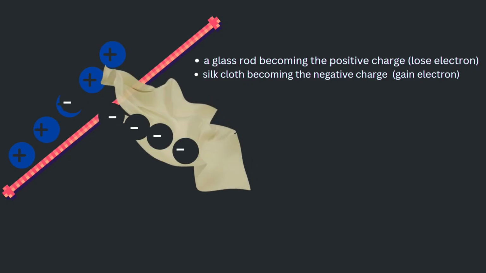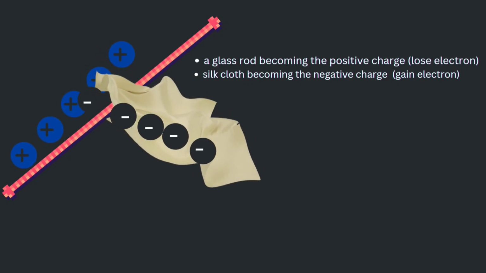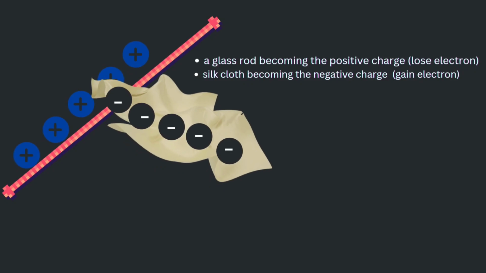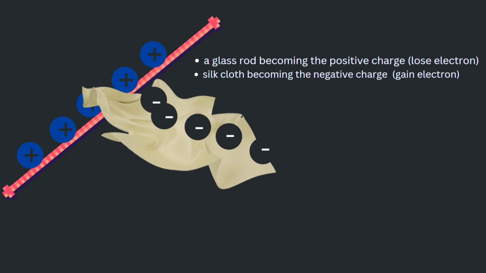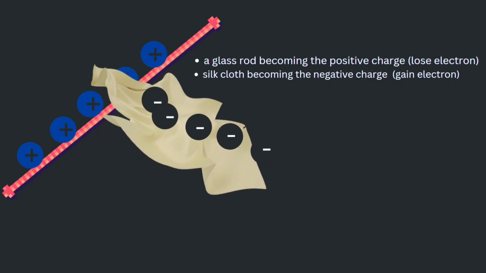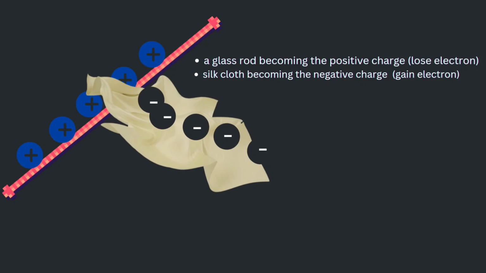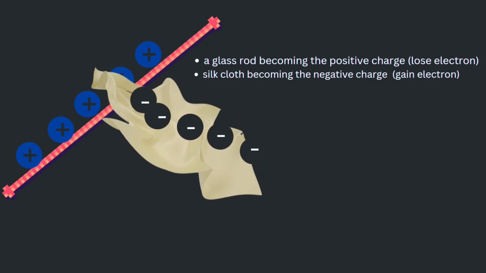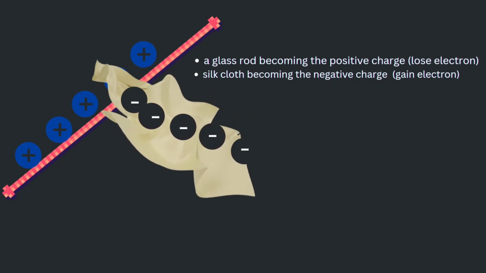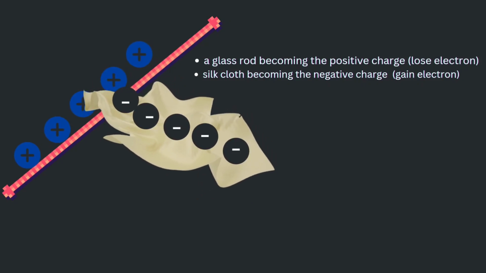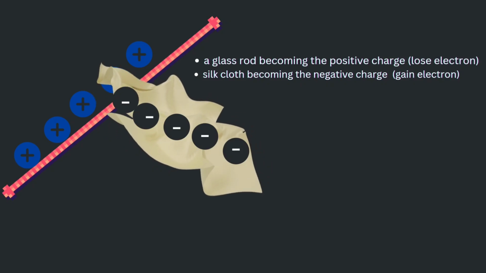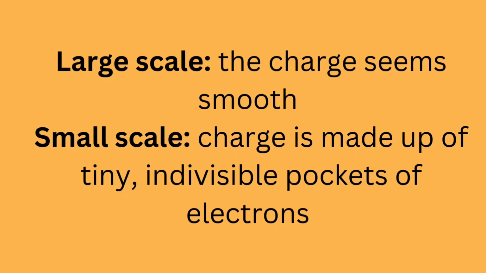See, when a glass rod is rubbed with a silk cloth, a huge number of electrons are transferred. This number is very large. In daily life applications, charge appears continuous due to the transfer of an extremely large number of electrons. At a large scale, charge seems smooth. At a small scale, charge is made up of tiny, individual packets. This means in fundamental physics, the charge remains quantized and must be considered in discrete units.